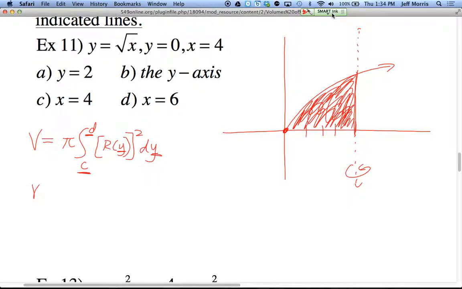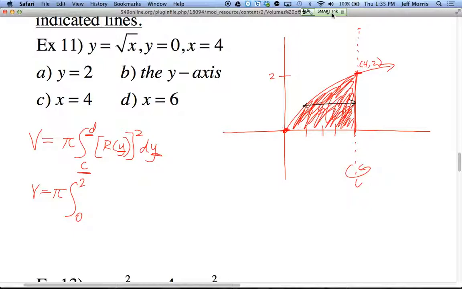So volume, pi, definite integral. It's going to be along the y-axis, all the way up again. This right here is the point (4, 2), so that'll help you see that we're going up to 2. So from 0 to 2. And then the radius squared. Well, you measure from the axis of rotation. I'm going to use a different color here. Here's my axis of rotation. Measure to the function. Just figure out what that distance is.